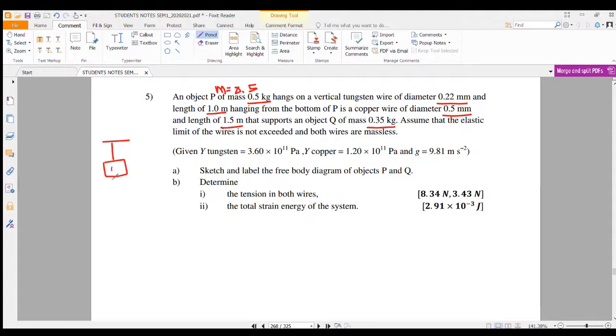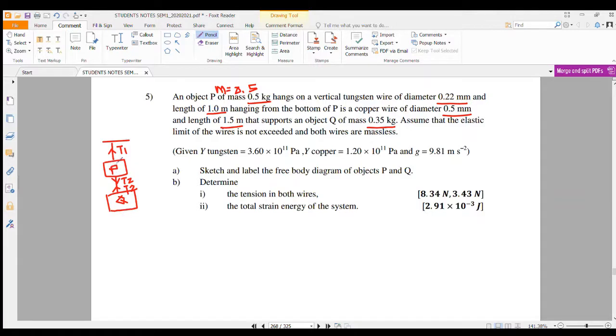Okay, so if you draw, this is your P and this is Q. So we have two objects and they hang with two different types of wire. The first one is the tungsten and the second one is the copper wire. So this is your T1, and this is your T2. At the same time, your Q also experiences a tension, and both are the same because both are the same wire. It's just that the direction is different.